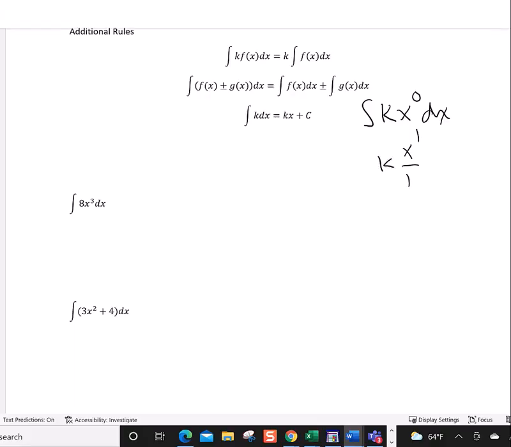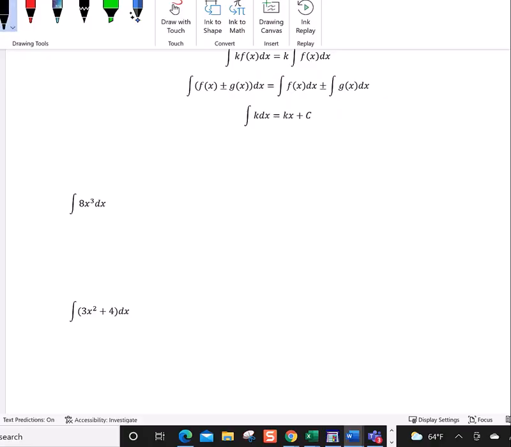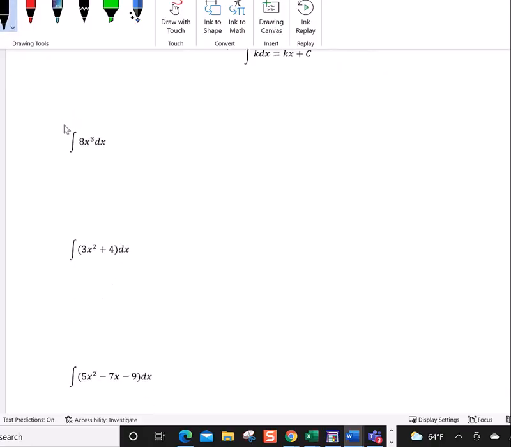In general, I also think about integration as passing out x's. So whatever power you have, give it another one, right? So that's what I'm thinking. When I'm looking back at my function, I should see the power has gone up. So let's do a few more integrals with these new rules.